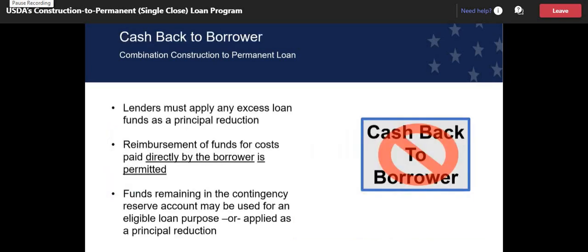So, okay, a lot of times we get questions about, can we give cash back to the borrower? So all of USDA loans are a no cash back to the borrower.